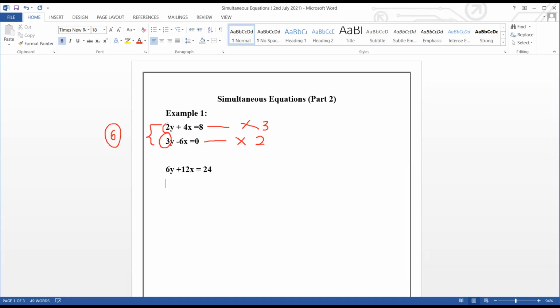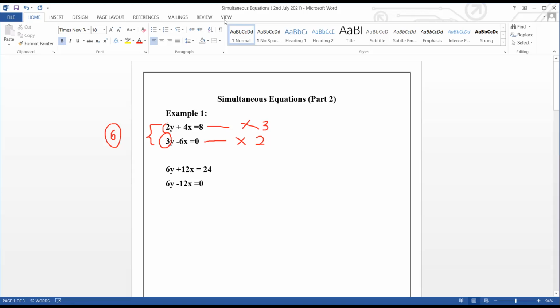Similarly, I'm going to do the second one. For the second equation, I'm going to multiply by 2. So 3y times 2, it's 6y, and positive into negative, it will become negative 6x into 2, it's 12x. 0 times 2, it's 0, right?